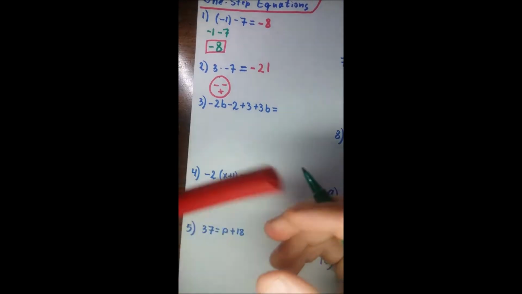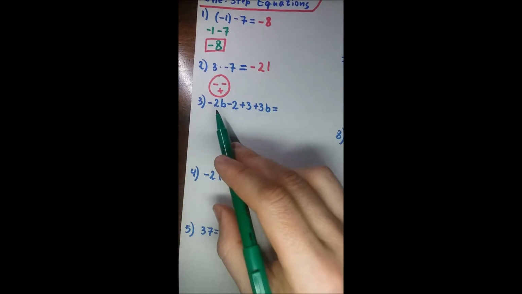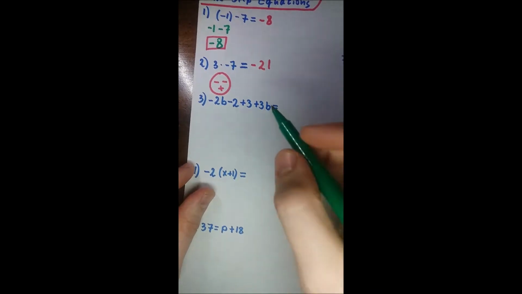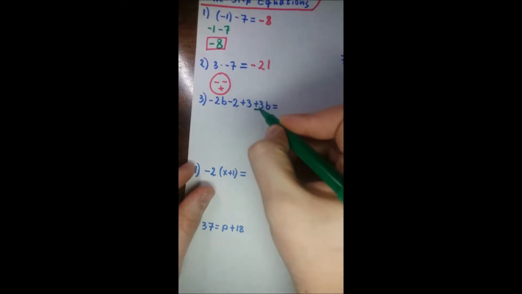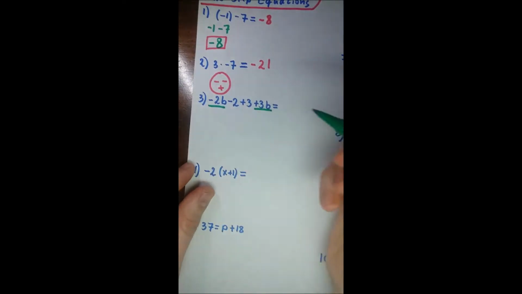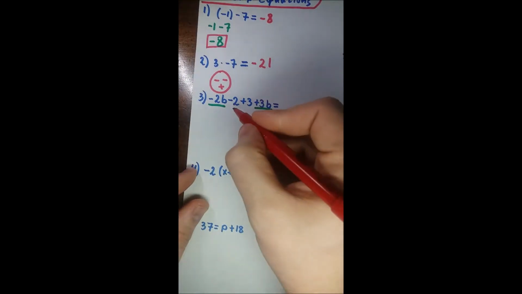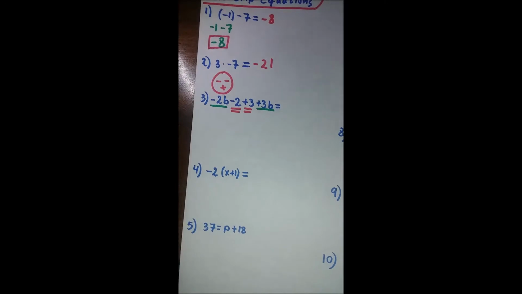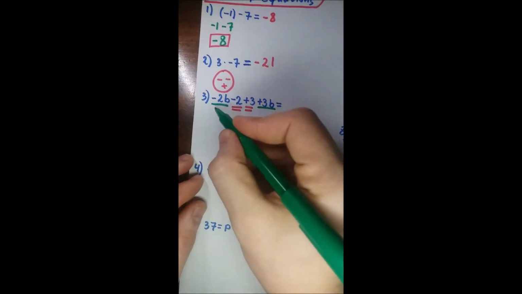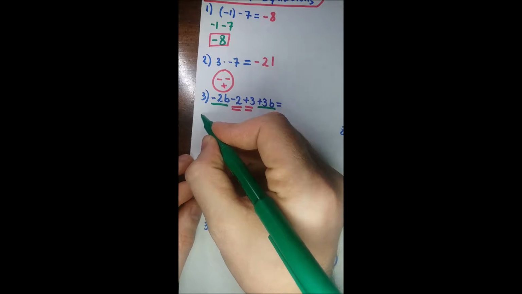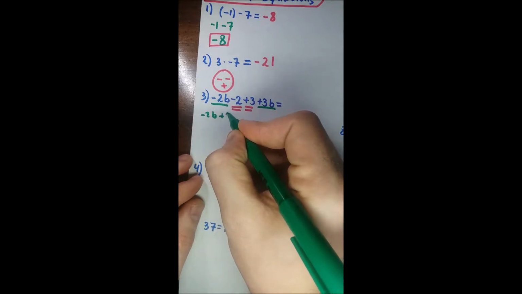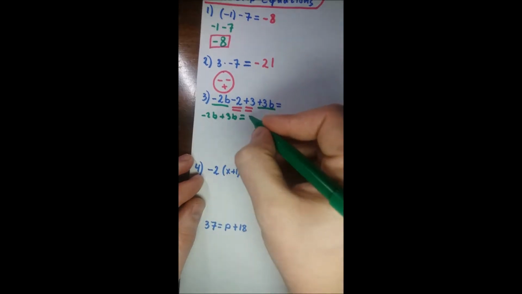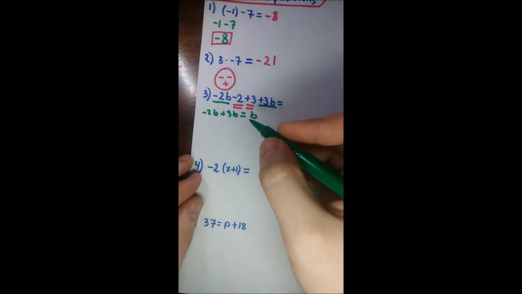Question 3. 2b minus 2 plus 3 plus 3b. Well, let's find out what it is. Combining like terms. I know that 3b and minus 2b are alike, and also minus 2 and positive 3 are also alike. So you want to combine whichever ones are alike. So in this case, in green, I'm going to put minus 2b plus 3b equals how much? That equals just 1b, or simply b.